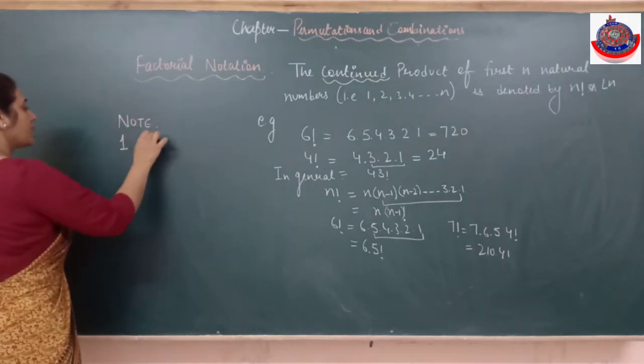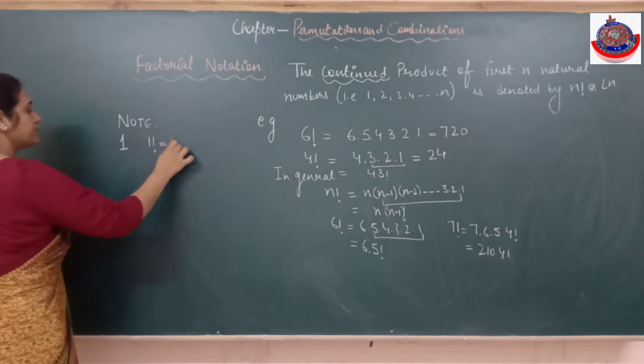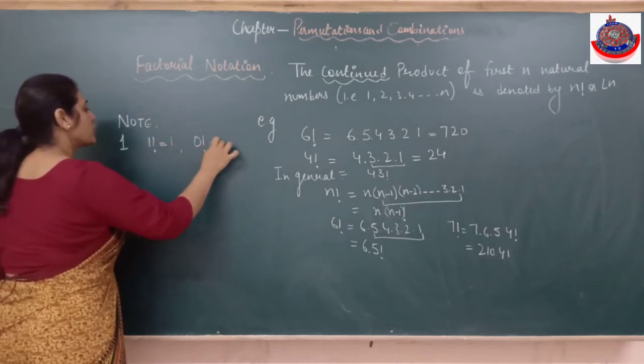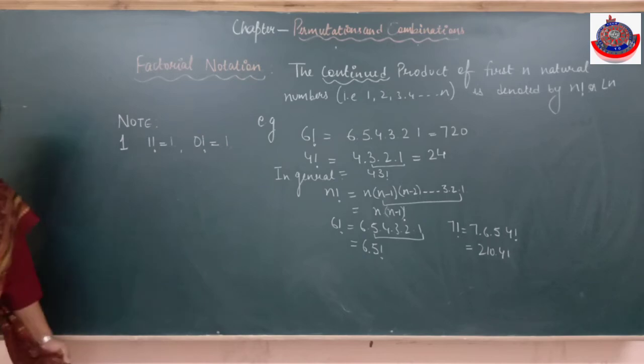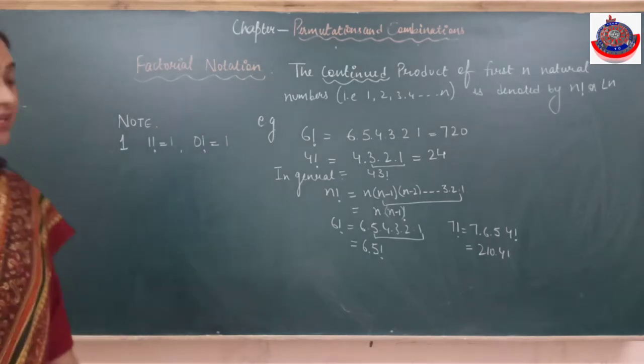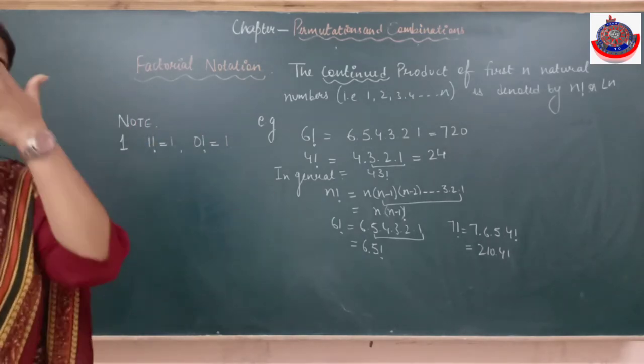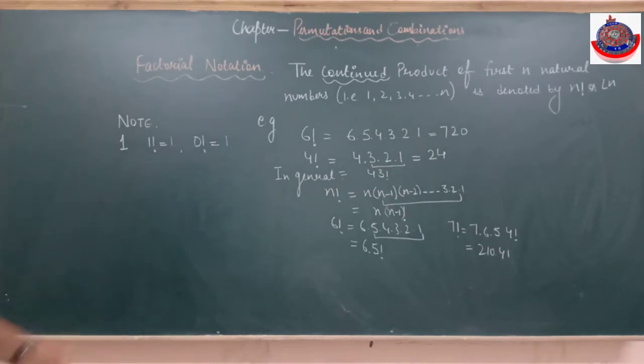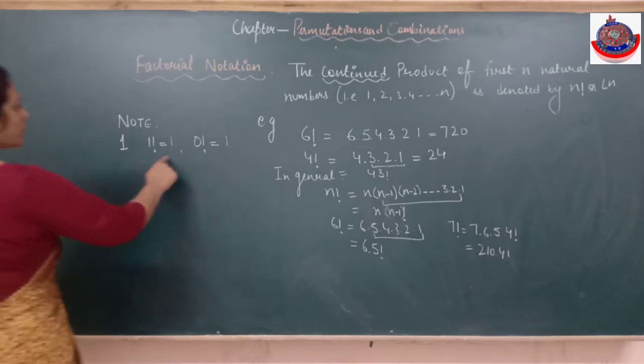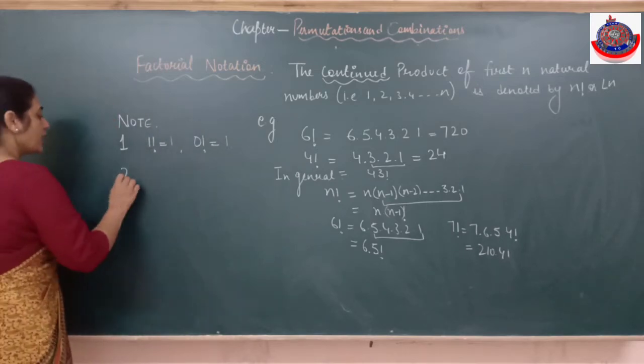Number 1. 1 factorial is 1. And 0 factorial is also 1. 1 factorial is 1, 0 factorial is 1. Even how to solve 0 factorial, otherwise you have to remember it; I will explain further when I start with permutation. I can give you a proof of this also. 1 factorial is 1, 0 factorial is this.